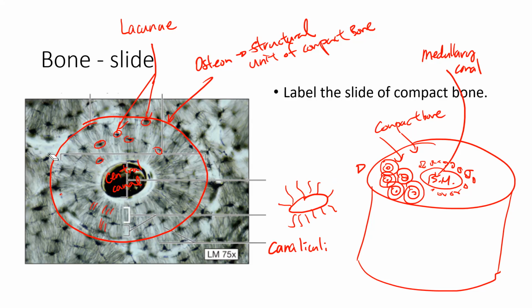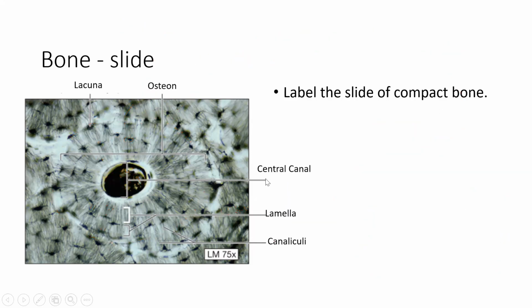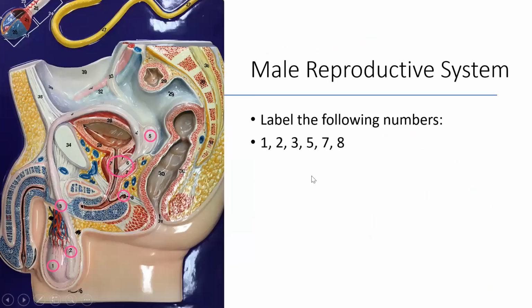And everything else that makes up the compact bone, the calcified matrix, the calcium, the phosphate, all that stuff, that's the lamella. Lamella, and if you add an e, it will be plural. So that is your compact bone. Finally, that's it for the bone. Oh, I gave you the answer again. I don't know why I did that. I probably forgot to delete it.